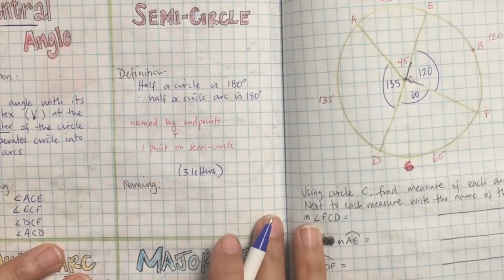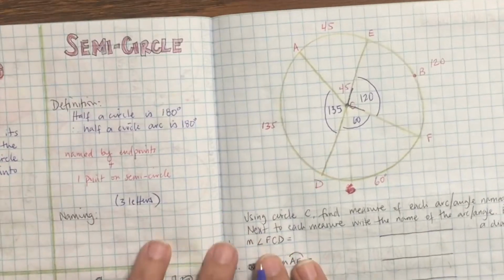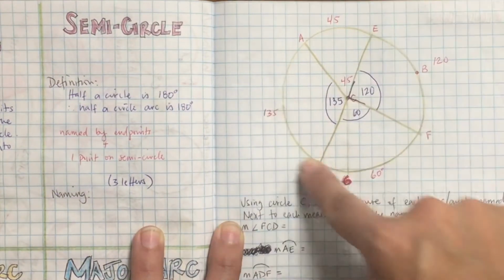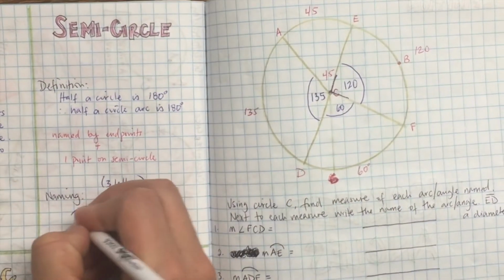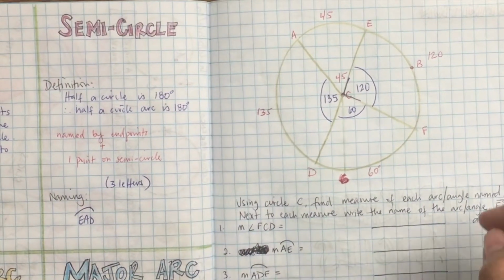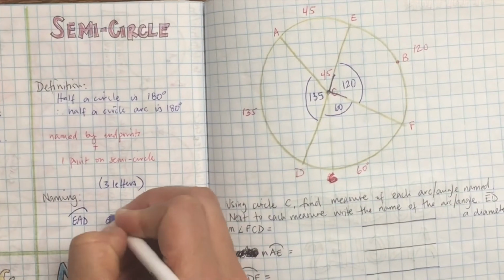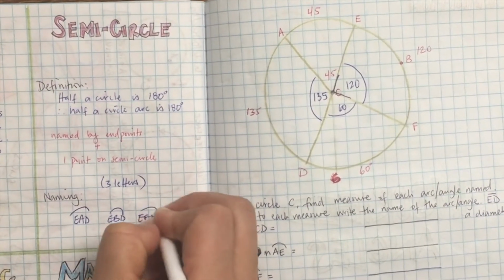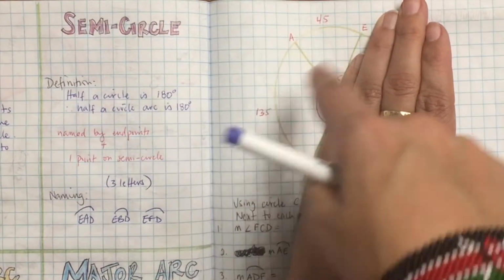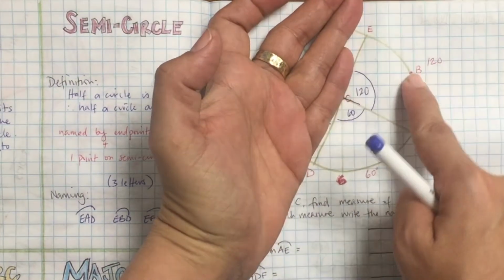This is a listening check. Color in 3 letters. The EAD, because that's 135 plus 45. What else? EBD, because we go the other way around. So I could go left or right. And I could do EFD. I just changed the middle letter, but it's still telling me which direction to go. So it's going to the right.